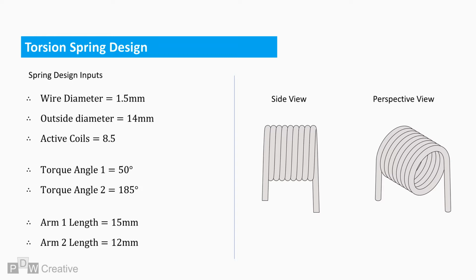I have a set of design inputs for a torsion spring I'd like to make in CAD. I have wire diameter, coil OD, active coil count, 2 torque angles, and 2 arm lengths. Let's take this information and build a configuration-driven model.